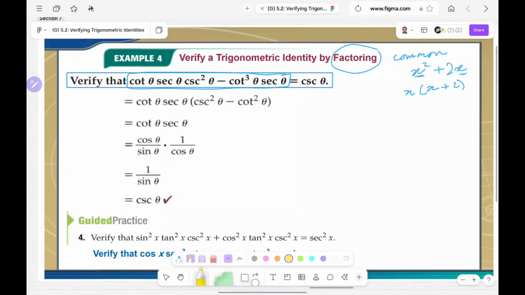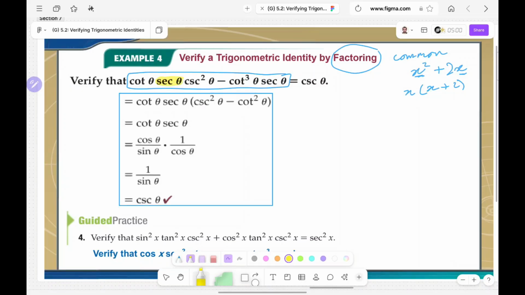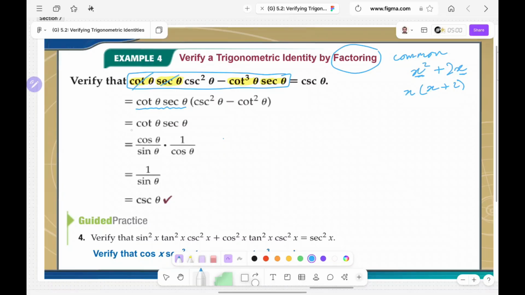Now look at the part here, before the negative. Before the negative, I have secant and I have cotangent. After the negative, I have cotangent three times, and I have a secant. So can I take secant and cotangent as a common factor? Yes. So when I take the secant and the cotangent from here, what remains? Cosecant squared. When I take the secant and one of the cotangents from the second part, it will be cotangent squared.